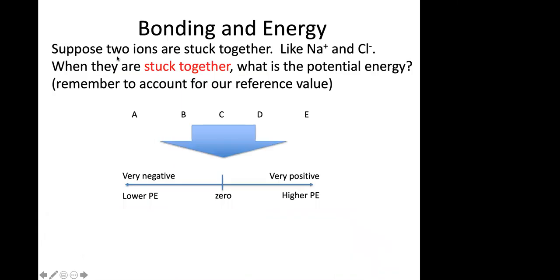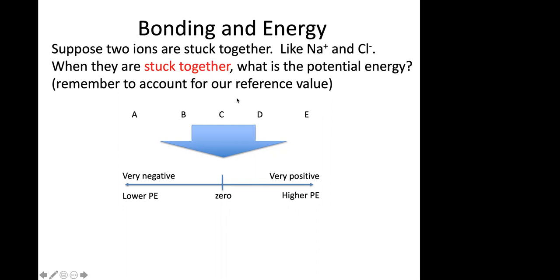Now, let's start to take this and connect this to some chemistry, because we have the skate park. I've talked a little bit about potential energy. How does this now start to fit together with some chemistry? So let's say we think about it this way. Let's say we've got two ions that are stuck together, a cation and an anion, like maybe sodium ion and chloride ion.